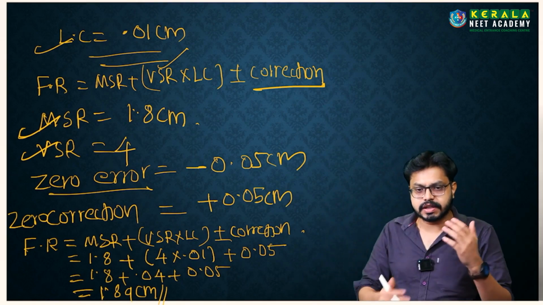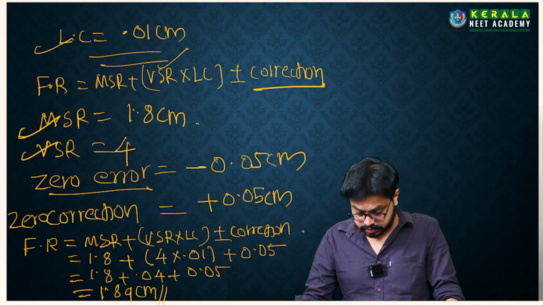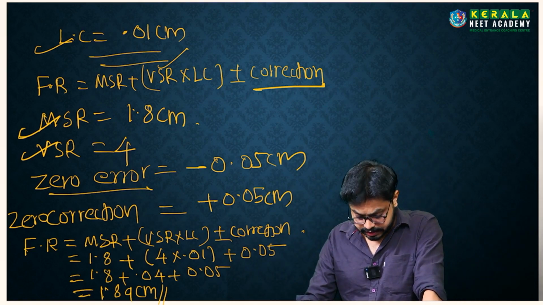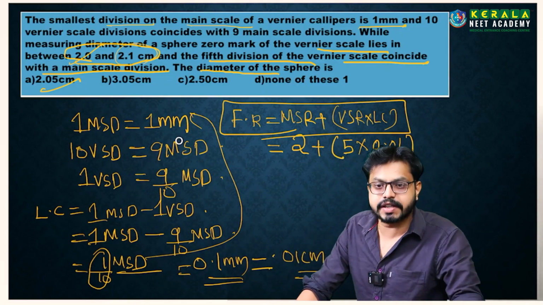So using the least count, we calculated MSR, calculated VSR, and found the final reading. Okay, clear? We found the final reading. So this is all about vernier calipers.